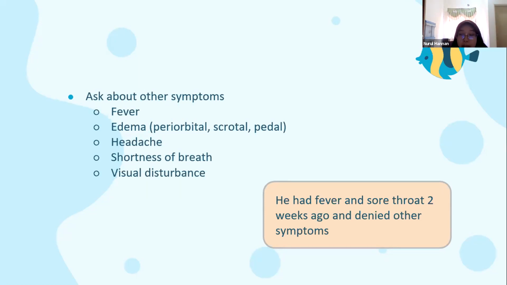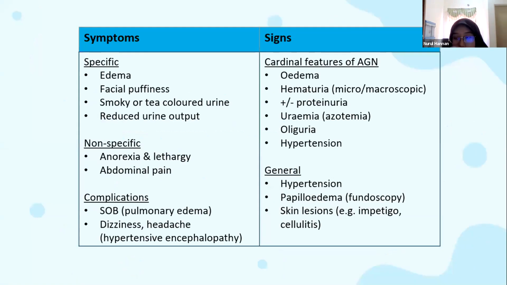Okay, so the patient had fever and sore throat 1 to 2 weeks ago, and did not have the symptoms. So the patient might have post-infectious glomerulonephritis and most likely be due to streptococcus infection. Okay, so this is the clinical features of post-streptococcal glomerulonephritis.